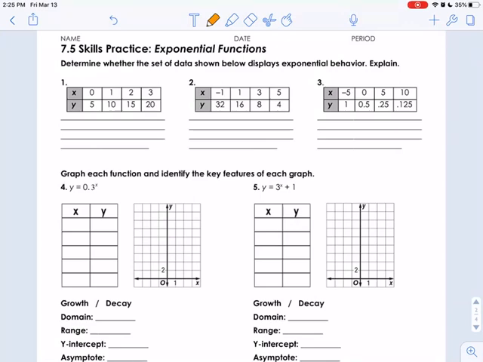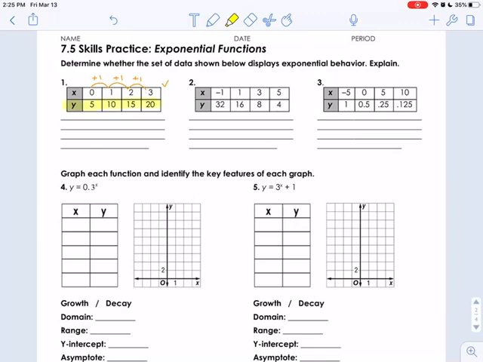So for this first set, we're determining whether the set of data shown displays exponential behavior, and then we're going to explain. So we're always going to start by looking at the x values and trying to determine if there's a pattern there. They should be increasing or decreasing at regular intervals. So if I look at this first one, it's 0, 1, 2, 3. So obviously we have a regular interval: from 0 to 1 is plus 1, 1 to 2 is plus 1, 2 to 3 is plus 1. So these are changing at regular intervals.